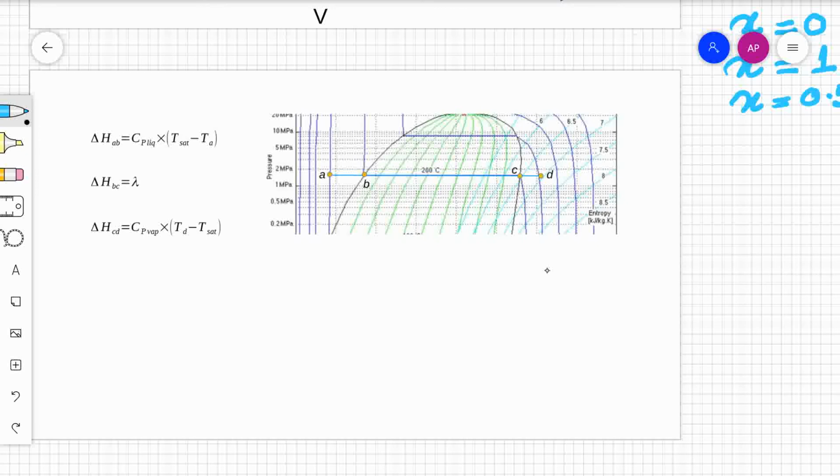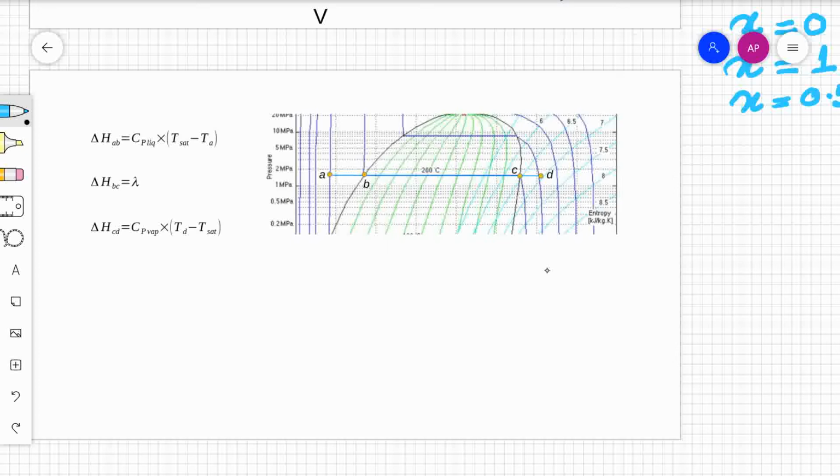Now, what is the meaning and how is a pH diagram plotted? We'll discuss this. Let us say we have a liquid at A. Now, this is a subcooled liquid. If we heat it up at constant pressure, its change in enthalpy is going to be the specific heat of the liquid, that is Cp liquid, multiplied by T minus Ta. When it goes from A to B, where B is nothing but the saturated liquid state, the change in enthalpy is going to be Cp liquid into T sat minus Ta.